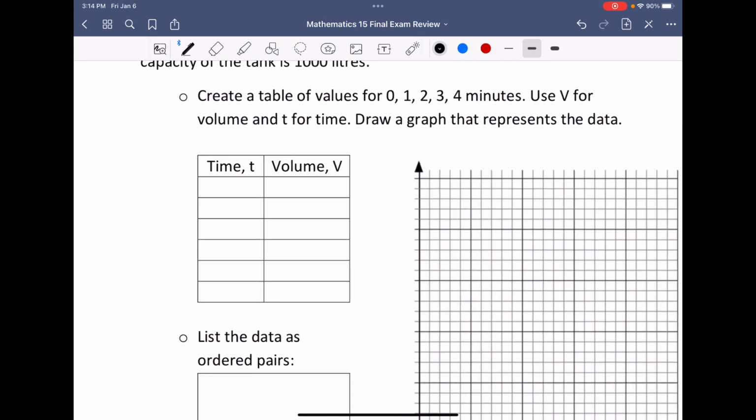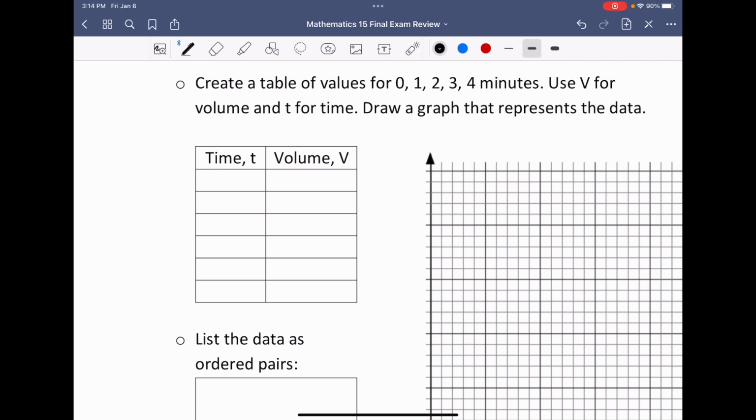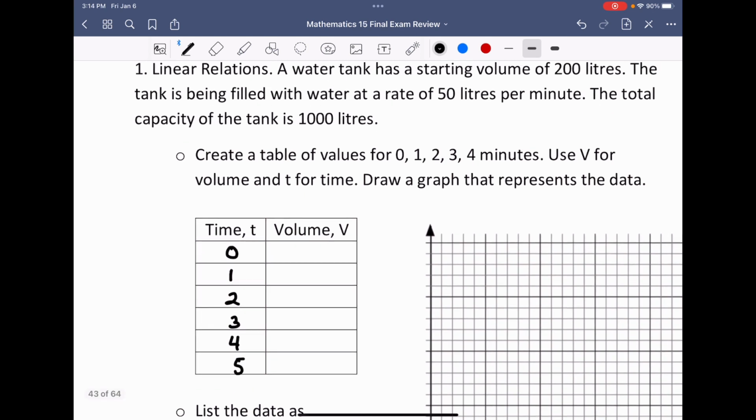Okay, so what we're going to do in the table here, we're going to fill this all out. We're going to put in 0 minutes, 1 minute, 2 minutes, 3 minutes, 4 minutes, and 5 minutes. Well, they tell us at time 0, it starts at 200 liters. They tell us that right in the first line here. They say starting volume is 200 liters. So I'm going to put at 0 time, we're at 200. Okay, it changes at a rate of 50 liters per minute that passes.